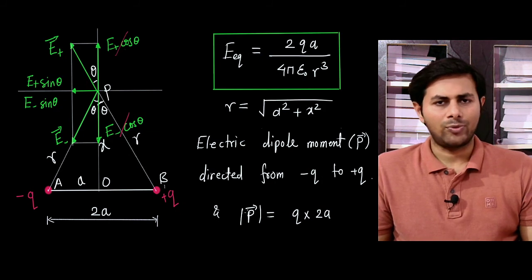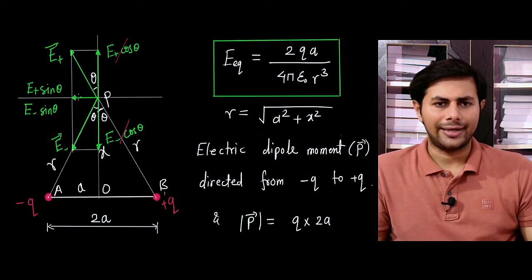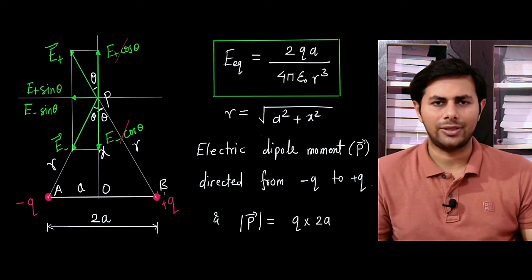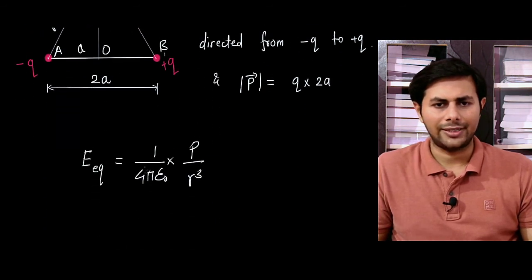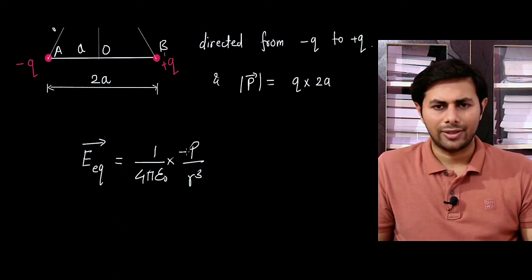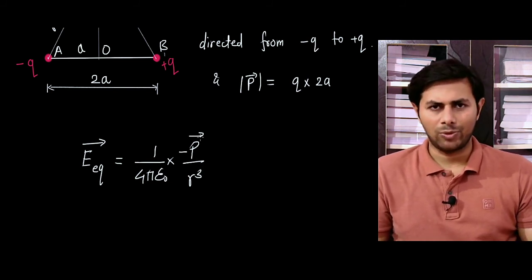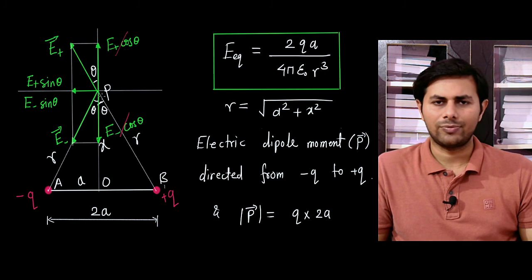where p is the electric dipole moment, and here we can see the direction of the net electric field and the direction of the electric dipole moment are opposite to each other, and therefore we can write this formula in vector form as E equatorial bar equals 1 over 4 pi epsilon naught times minus p bar over r cube, where p bar is the electric dipole moment of an electric dipole and r is the distance of this point from one of the charges, which can be given in terms of x and a as the square root of a squared plus x squared.